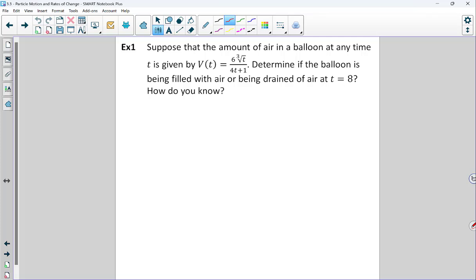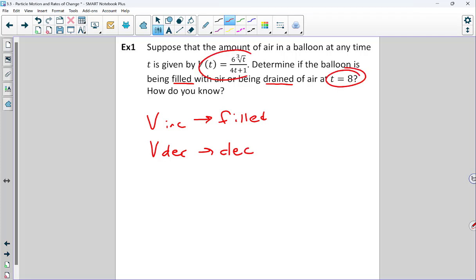How do you know? So we want to know, is it being filled or drained? This is a volume. Filled would be the volume is increasing. Drained would be the volume is decreasing. At t equals 8 means let's take the derivative of V and plug in 8. If the derivative at t equals 8 is positive, then the volume is increasing. If the derivative is negative, then the volume is decreasing.